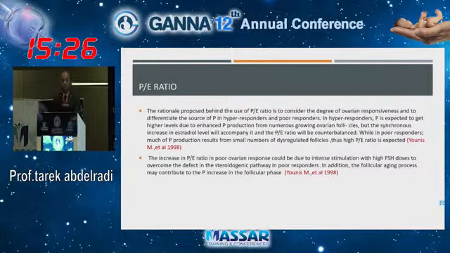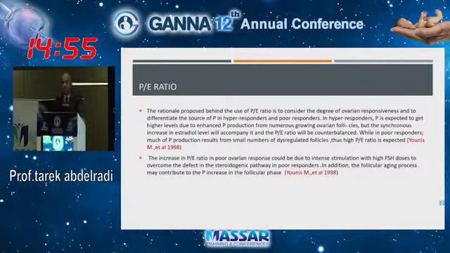The rationale proposed behind the use of the progesterone to estradiol ratio is to consider the degree of ovarian responsiveness and to differentiate the sources of progesterone in hyperresponders and poor responders. In hyperresponders, progesterone is expected to be at higher levels due to enhanced progesterone production from numerous growing ovarian follicles. But a synchronous increase in estradiol level will accompany it, and the progesterone to estradiol ratio will be counterbalanced.